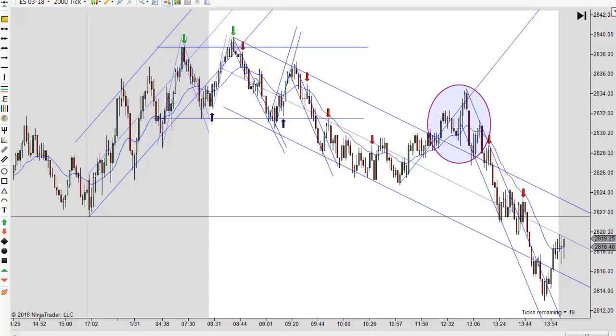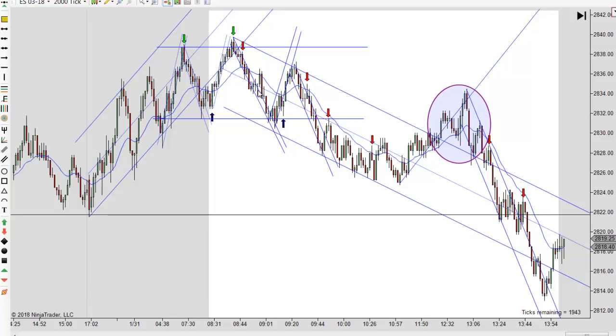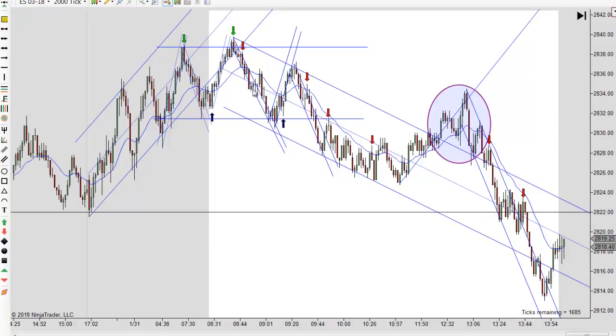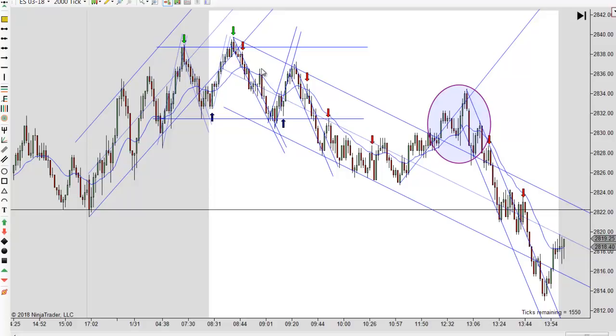There's a failed second entry long right here, but by that time you're going sideways and you got a lot of neutral bars in there. And so I don't like, you just got to sit tight on that one. It just looks like sideways stuff, to be honest. And you can see it does bounce and then turn down.